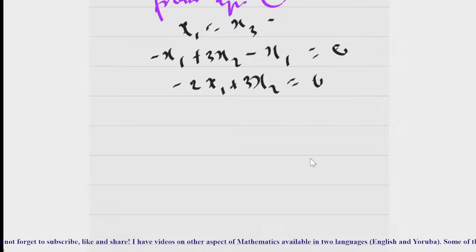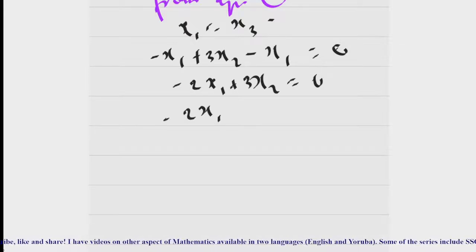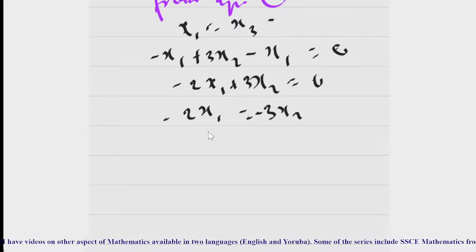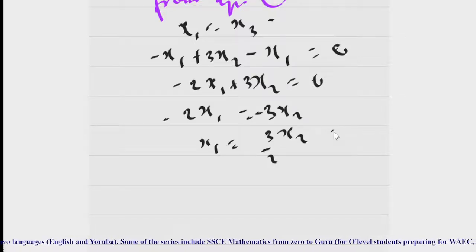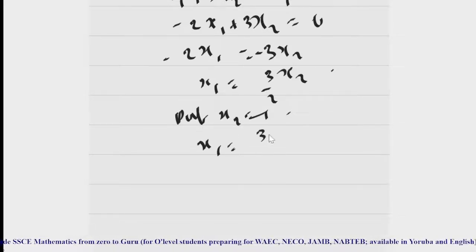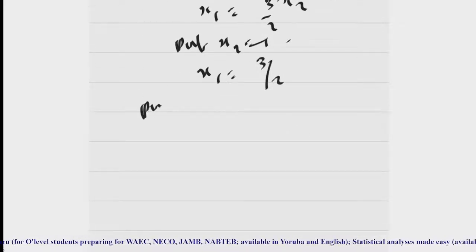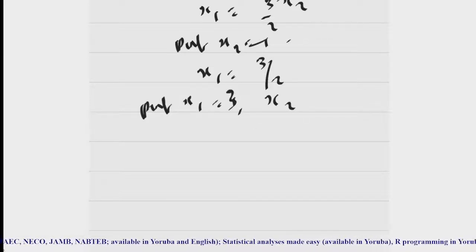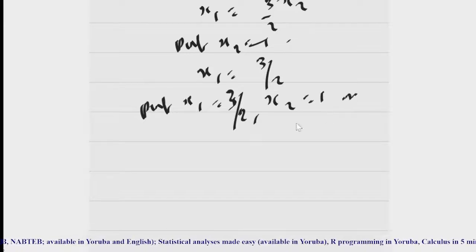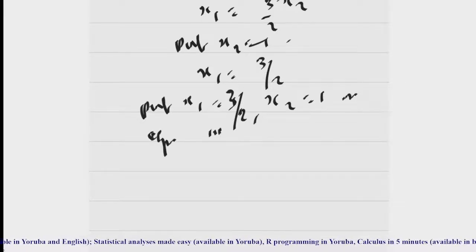From there, you can say that minus 2x1 is equal to minus 3x2, which implies that your x1 is equal to 3x2 divided by 2. You understand now? So for a non-trivial solution, you put x2 is equal to 1. If you put x2 is equal to 1, then your x1 is going to be 3 divided by 2. From here, you can find the value of your x3. Just put x1 is equal to 3 over 2, x2 is equal to 1 in any of the equations containing x3, maybe equation 3.